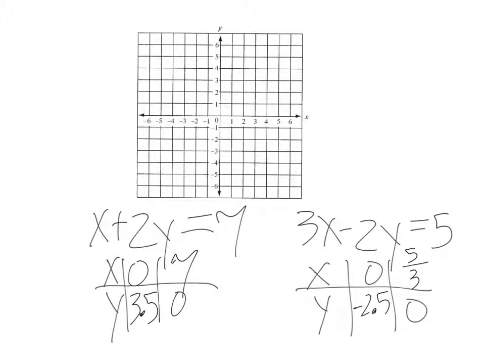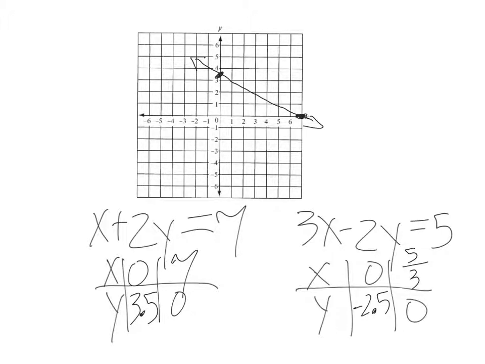So we're going to go in and draw our two lines. We go back to our first one. Our first point was x is 0, y is 3.5. So we're going to put a little point here. And then our second point, x is 7, and y is 0. Okay, so we're going to put our point there. We can draw our line through those 2 points.